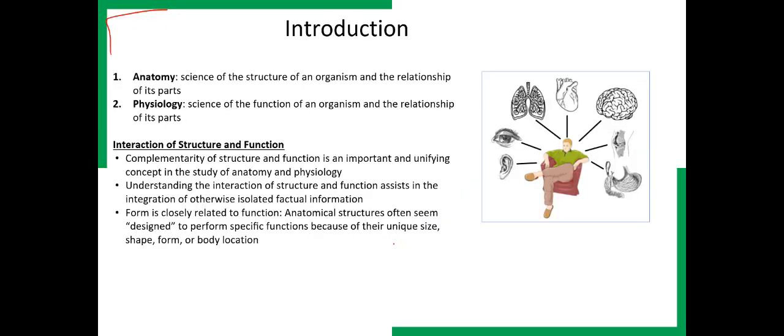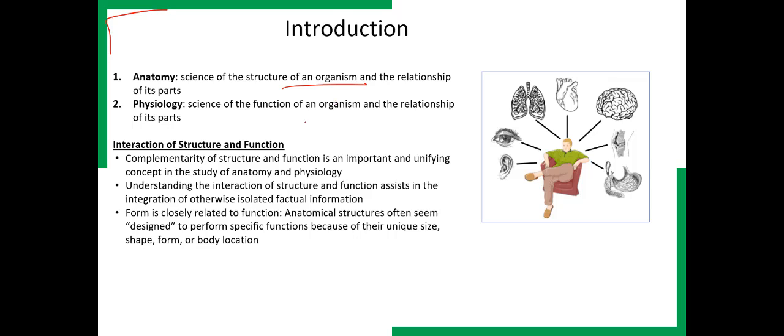Next slide, we're going through just the introduction. What is this course about? So as you know, the course is called Human Anatomy and Physiology. So the human part is obvious. We're going to study the human body. Anatomy is the science of the structure of an organism. So in this course, it'll be the structure of the human being and the relationship of the different parts of the human being to each other and to the larger organism.